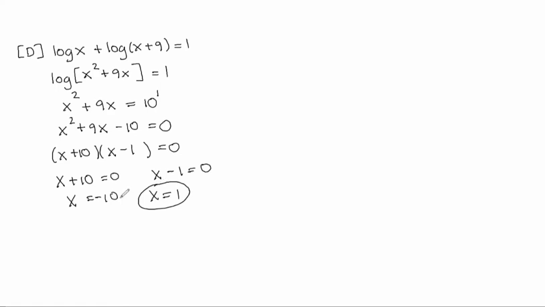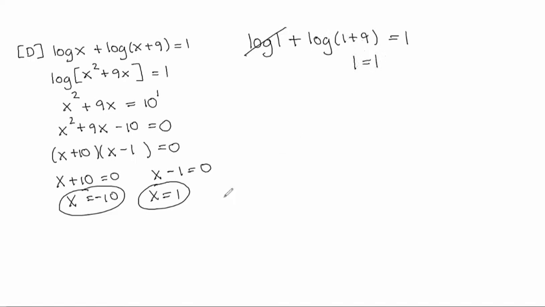Now again, we have to check both answers. So I'm going to check 1 first, and when you check your answer, you need to plug it back into the original equation. Nothing after that, the original. So this becomes common log 1, which is 0, because 10 to the 0 is 1, plus common log of 1 plus 9. So logarithm of 1 is 0, 1 plus 9 is 10, and common log 10 is 1. So 1 equals 1, so this solution checks.